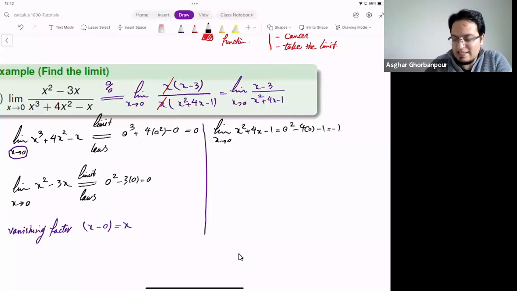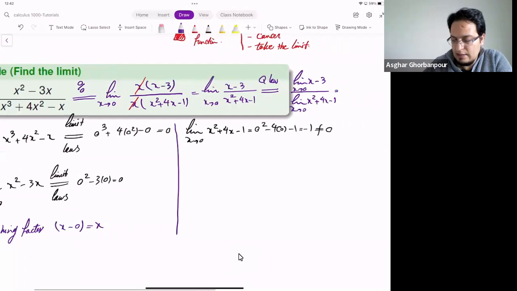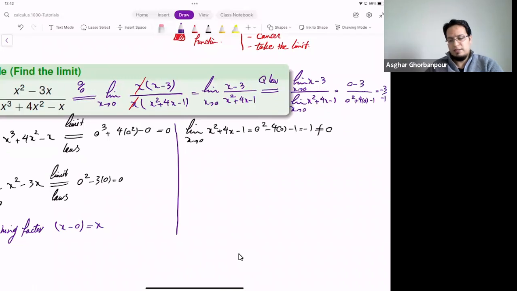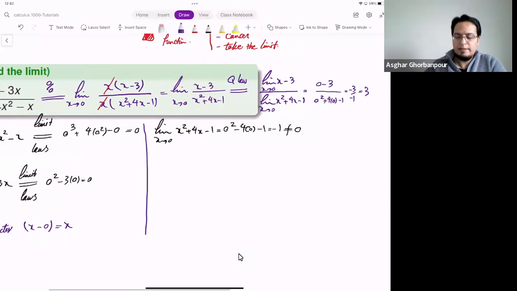Minus 1. And yes, it is non-zero. If the limit of the denominator is non-zero, you can use the quotient law, and that will give you the limit of the numerator over the limit of the denominator as x goes to 0. And that is nothing but 0 minus 3 over 0 squared plus 4 times 0 minus 1. And that is negative 3 over negative 1, which is just the number 3.